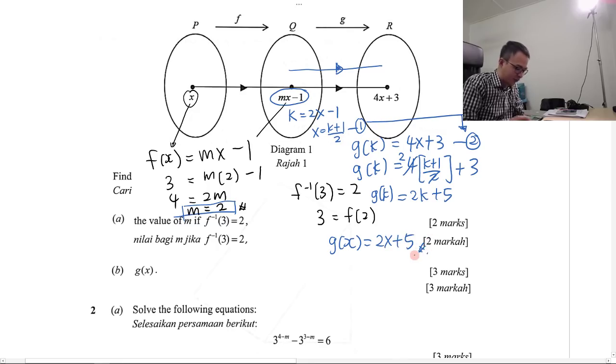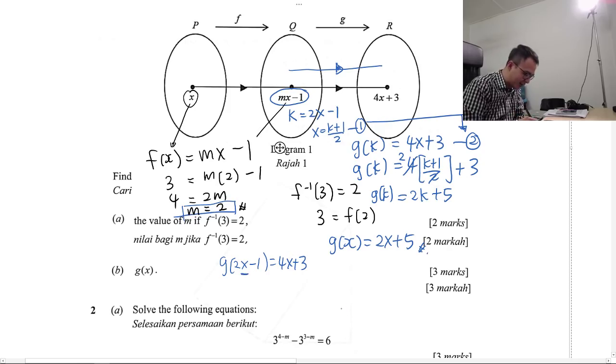Right, this is how to find the g(x). The process might actually be quite complicated. Some students might ask, how about I do something like g(2x - 1) = 4x + 3? Yeah, you can do it like this if you want. But then over here, you need to identify that this x and this x are two different x's.